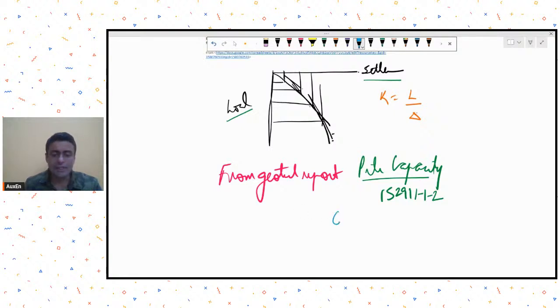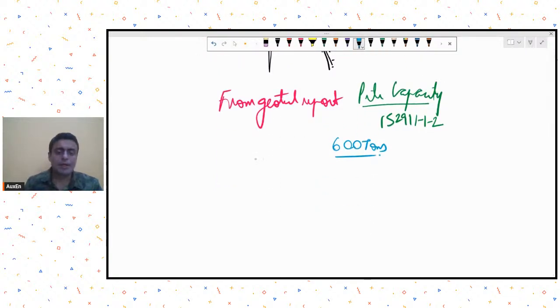So let's say that that value is 600 tons, right? So you tested a pile, and this is the value that you got as the pile capacity as per IS 2911 part 1 section 2. Now what is the way to calculate a spring stiffness? So this is a jugaad type of method.